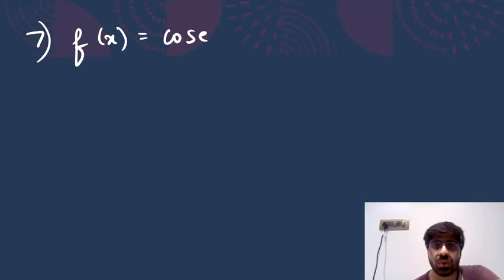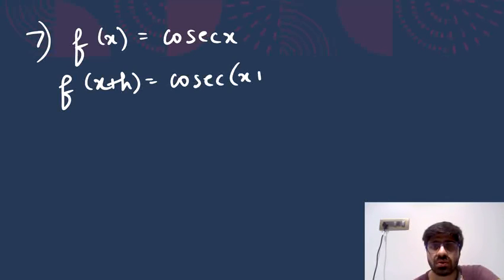The seventh one is similar to that, that is cosec x. So let's complete it along with this only. F of x plus h will be cosec x plus h.